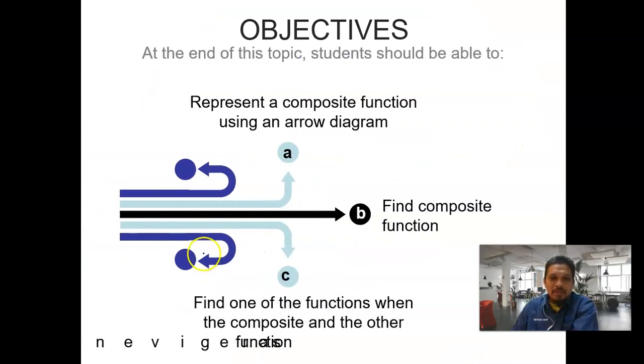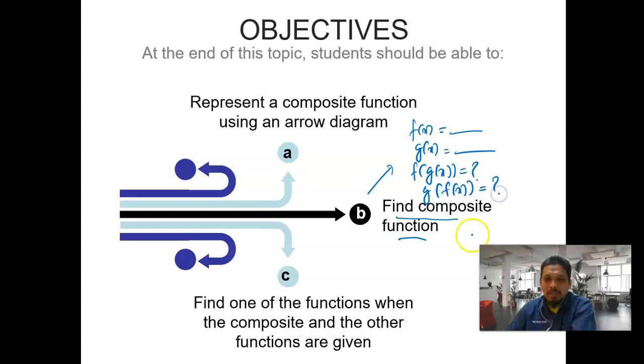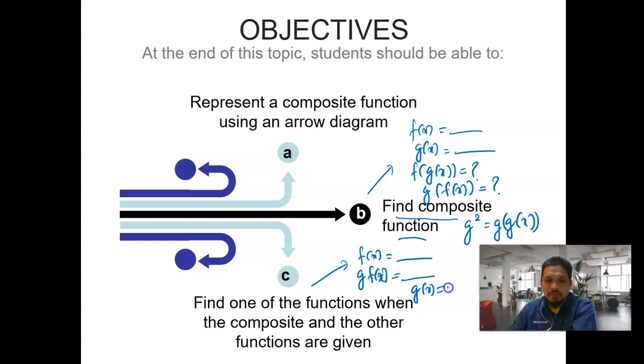Okay, so in this video, the student should be able to represent a composite function using an arrow diagram, find the composite function, and find one of the functions when the composite and the other function are given. So let's say given to you a function f(x) and g(x). They want you to find the composite function fg(x), gf(x), or g squared(x). Then find one of the functions when the composite and the other function are given. For example, when they give you a function f(x) and gf(x), they want you to find the function g(x).